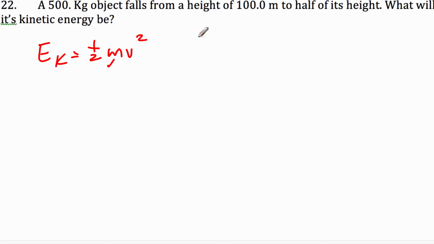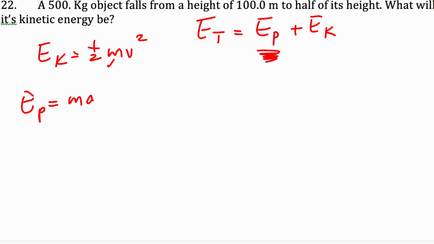However, I do know that according to the law of conservation of energy, the total energy in a system is equal to the potential energy plus the kinetic energy. So if I can find out its potential energy and then come down half of that, then that should be what the kinetic energy is. Let's try that. So potential energy is mass times gravity times height. Oh, I've got all of that stuff. This is what I want to do.